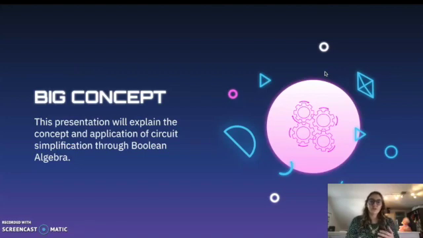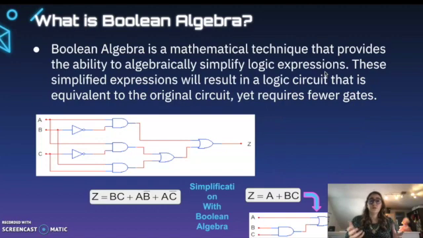So this presentation is going to explain the concepts of Boolean algebra and look at some of the application for circuit simplification from expression statements. So let's start by talking about what Boolean algebra is. Boolean algebra is a mathematical technique that provides the ability to algebraically simplify logic. So this is just a very different form of algebra. The same basic principles apply. There are rules that guide how we simplify the circuit and how we apply the theorems. But these simplified expressions result in a logic circuit that's equivalent to an original circuit, but uses way fewer gates.